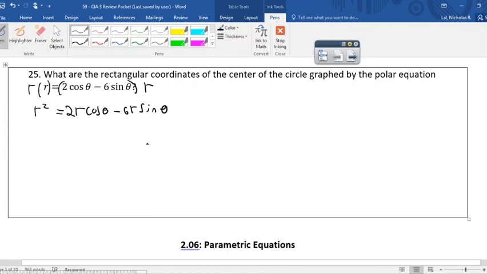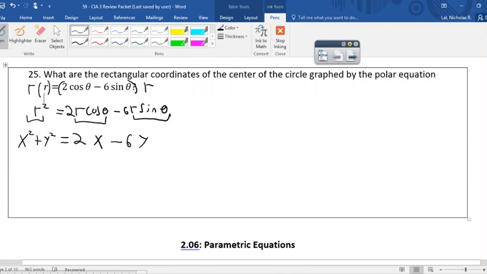Very good. All right. Now, are there any polar to rectangular conversions we can make here? Yes. What are those conversions going to be? What can we turn r squared into? X squared plus y squared. So r squared is x squared plus y squared. All right. That's equal to 2. What does r cosine of theta turn into? 2x. Right. And what does r sine of theta turn into? Minus 6y, right? Because r cosine of theta is x and r sine of theta is y.